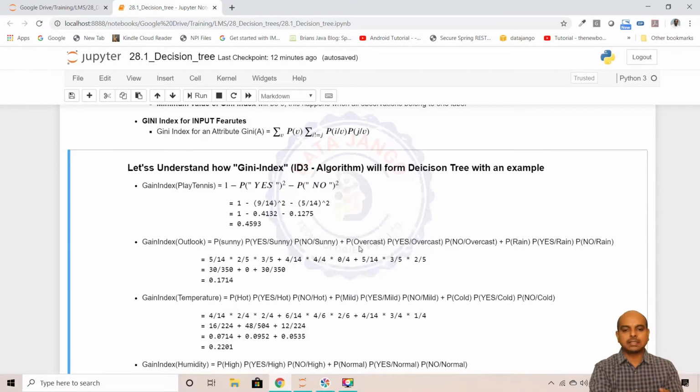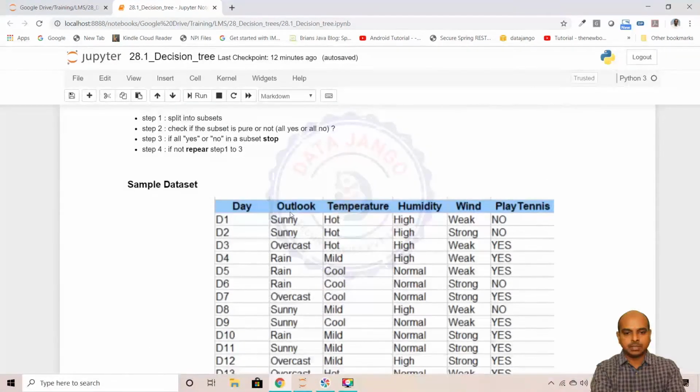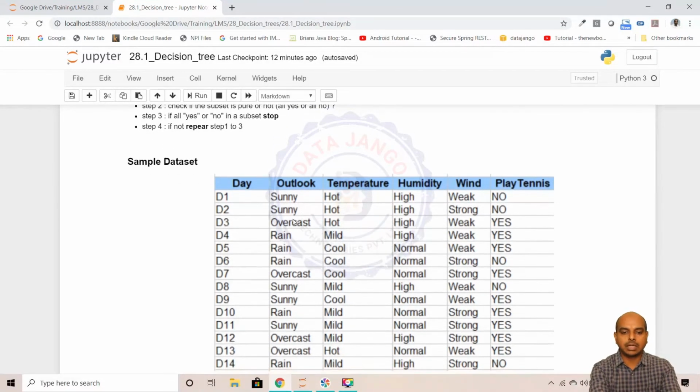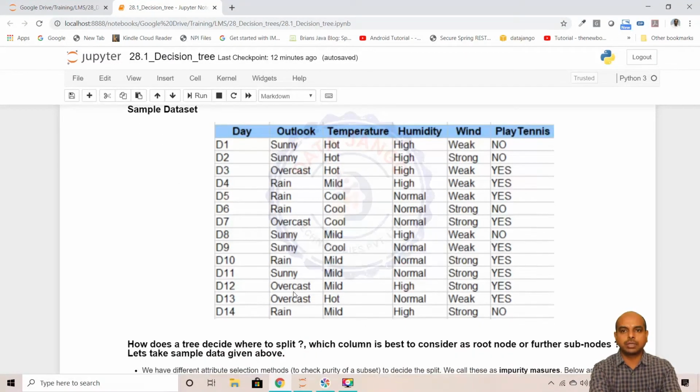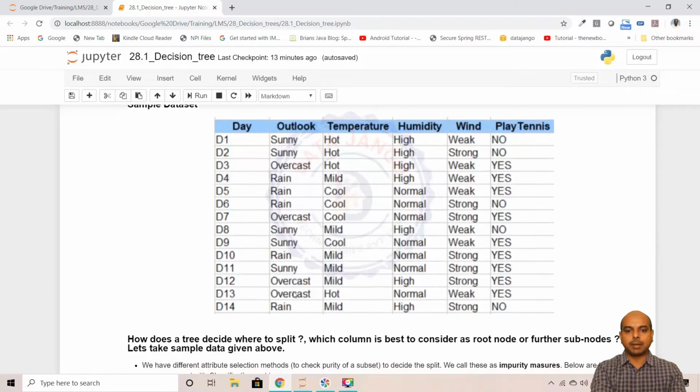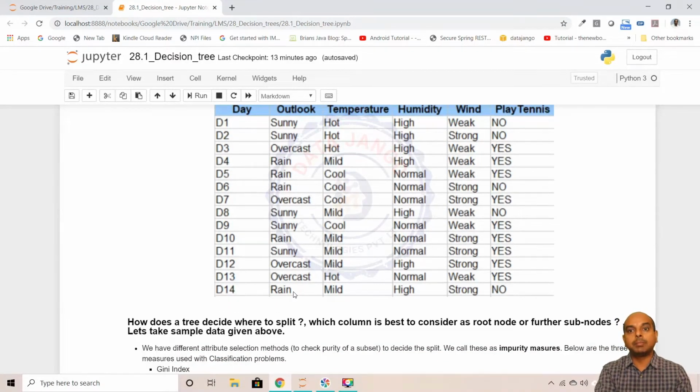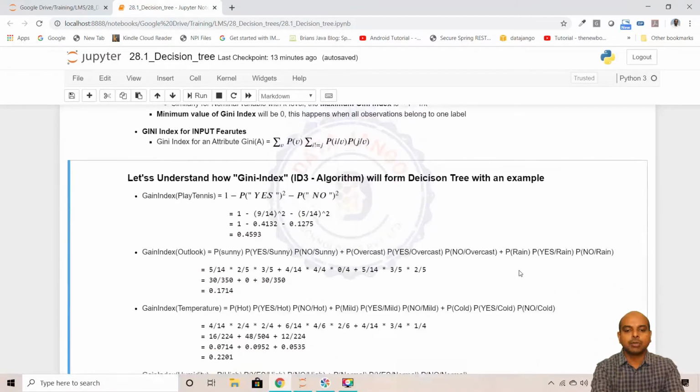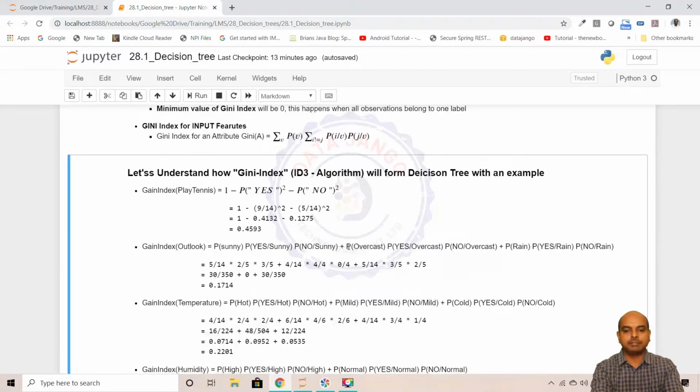For the next one, overcast, in the same column, how many overcasts are there? 1, 2, 3, 4. Out of 14, 4 are there. So 4 by 14 is the probability of overcast, times probability of yes given overcast and probability of no given overcast. If you see this, overcast yes, overcast yes, overcast yes and overcast yes. All 4 days they are playing. When it was overcast, they are playing. So 4 by 4 is the probability of yes given overcast, and probability of no given overcast is 0 by 4.